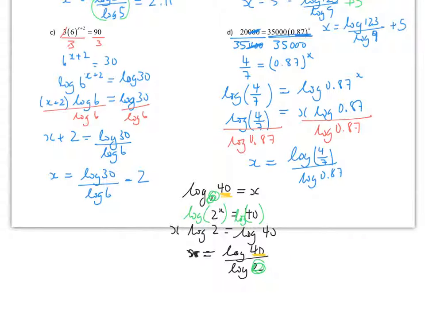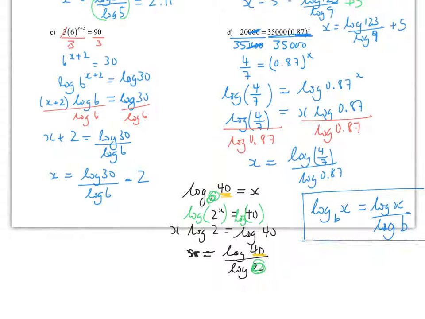So let me just write that in general terms here. If you have the log of x with a base of b, that is always going to equal the common log of x, with a common base of 10, divided by the common log of the base. So that's another little rule you can add to a summary sheet if you're creating a summary sheet for this unit.